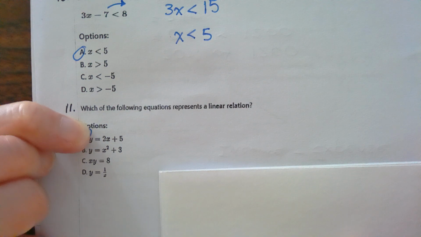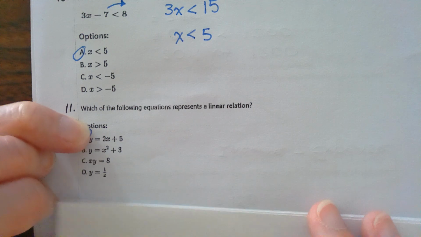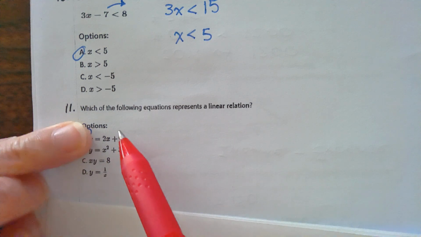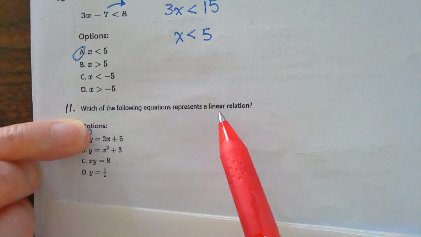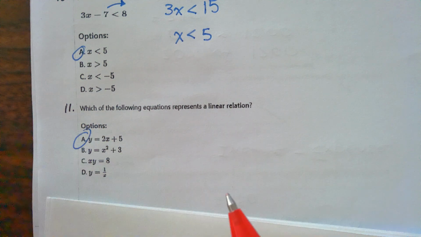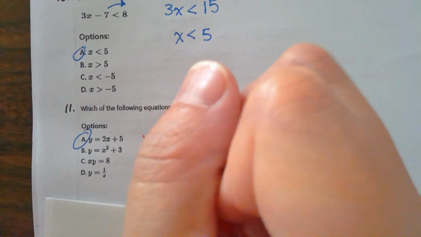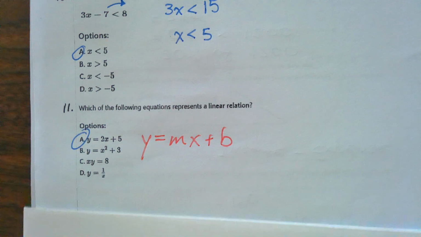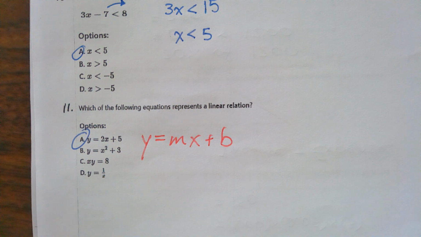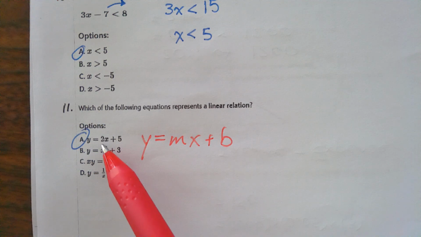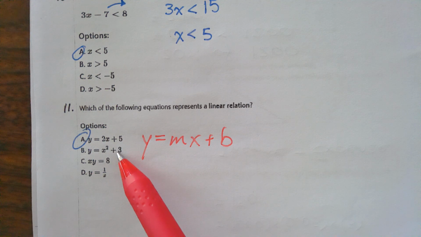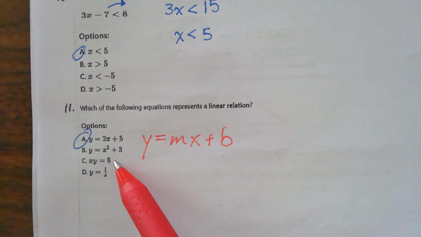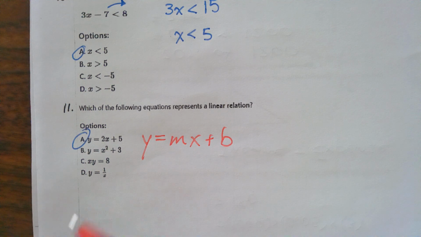Here's an easy question. Johnson, looking at number 11, which one of these is linear? Right. Because this one is in y equals mx plus b form. For next year, if you guys want to know, this is a line, this is a parabola, this is a hyperbola, and this is also a hyperbola.